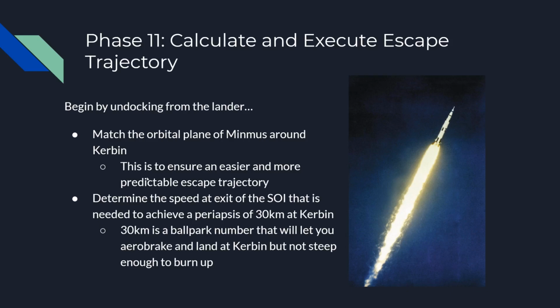This is a breakdown of how phase 11 will work. It's going to match the orbital planes using that change orbit script, and then calculate the speed needed to reach a 30 kilometer periapsis at Kerbin. The reason for that is, one, it's within the atmosphere, so I can actually begin aerobraking, and two, it's a ballpark number I've gotten from years of experience and from forums on KSP that will allow you to be captured at Kerbin without burning up. It's just a ballpark. Don't follow this as a rule.